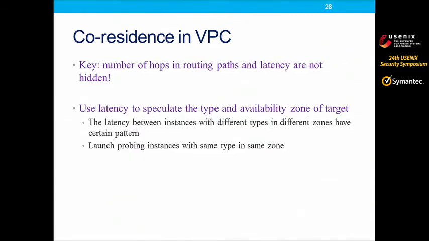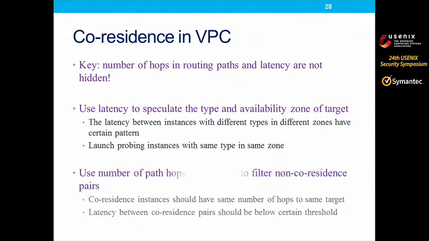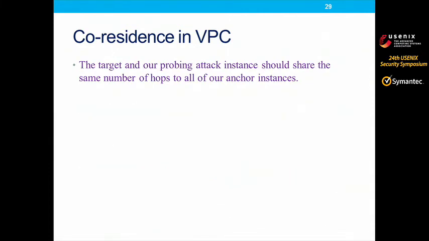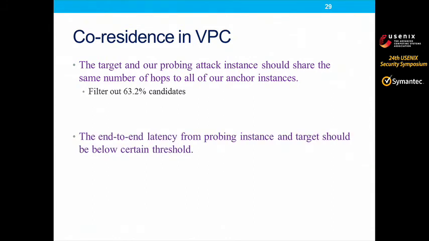After speculating the type and zone of a target, the attacker should launch the probing instances with the same type in the same zone. And then the attacker can apply two steps of filtering techniques. The first step is to leverage the number of routing hops. If a probing instance and the target instance have different numbers of hops towards our anchor instances, then the probing instance is impossible to be located on the same physical machine as our target. And this step will filter out more than 60% of the candidates. And for the rest, we will set up a latency threshold to filter out those with high latency. And this step, in fact, can filter most of the rest candidates.